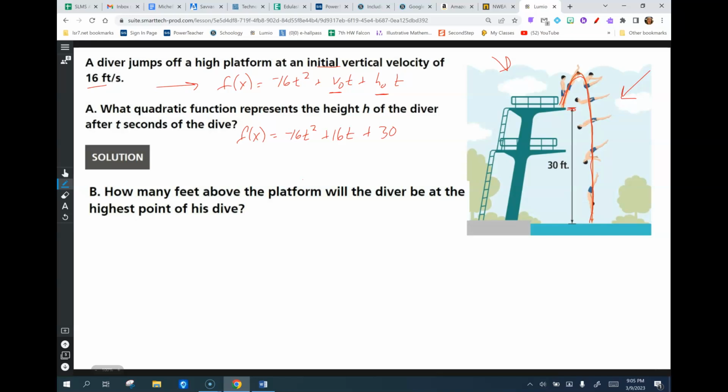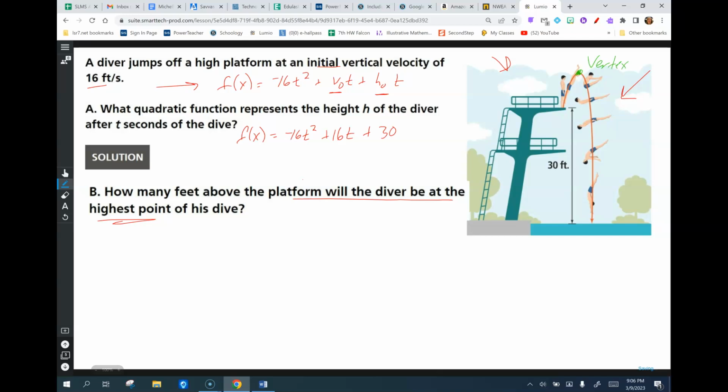Then it says, how many feet above the platform will the diver be at the highest point? So look at what your highest point is. Your highest point, what do you notice that is? Hopefully you're all saying, it's the vertex, Mrs. Phipps. That's right. This right here happens to be the vertex.